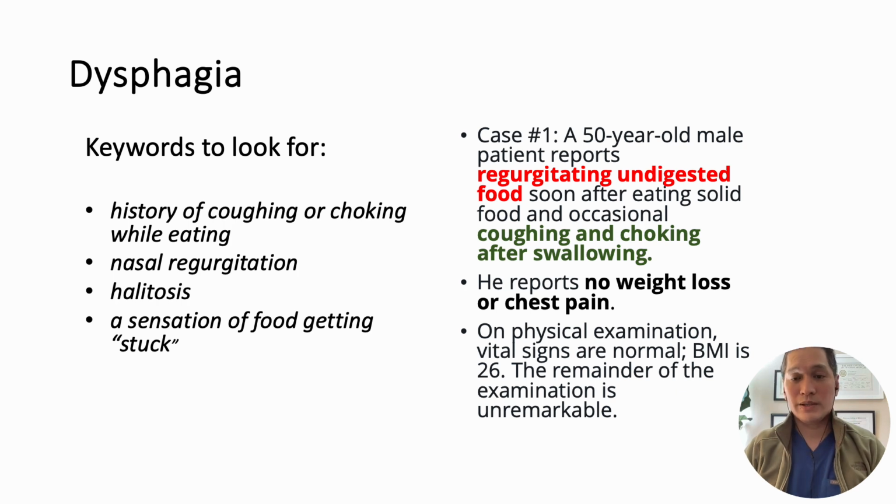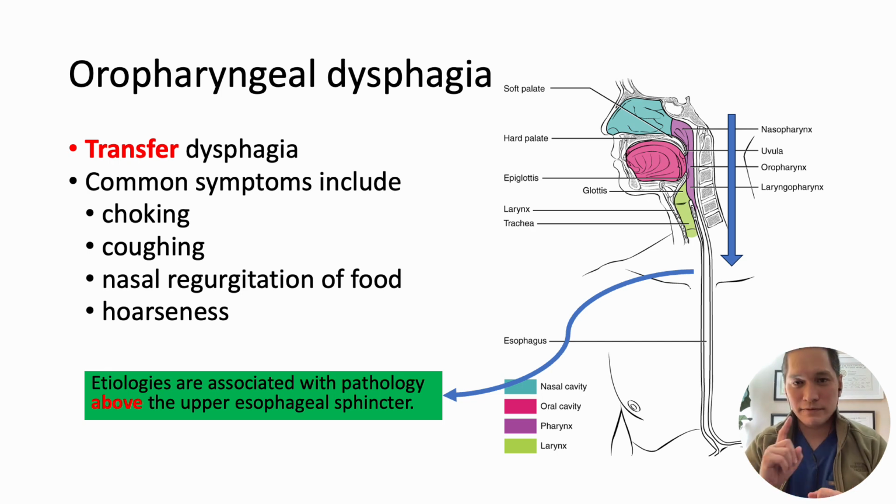In this case, we know that the patient has dysphagia since he reports regurgitating undigested food and coughing and choking after swallowing. So let's first discuss the first type of dysphagia, and this is called oropharyngeal dysphagia. It is also called transfer dysphagia. This occurs when the patient has difficulty transferring food from the mouth to the upper esophagus. Common symptoms include choking, coughing, nasal regurgitation of food, and even hoarseness.